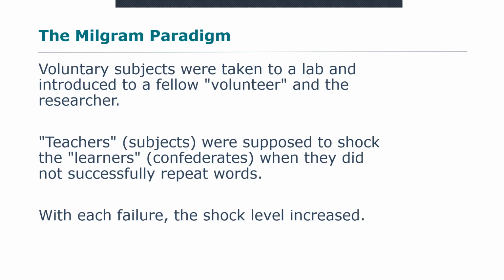This other volunteer was named Mr. Wallace. He was actually a Confederate. He was in on the study, so there was only really one subject. But when you showed up, you would believe that there was actually two subjects. You get introduced to the researcher as well. His name was Mr. Williams. He was wearing a white lab coat.